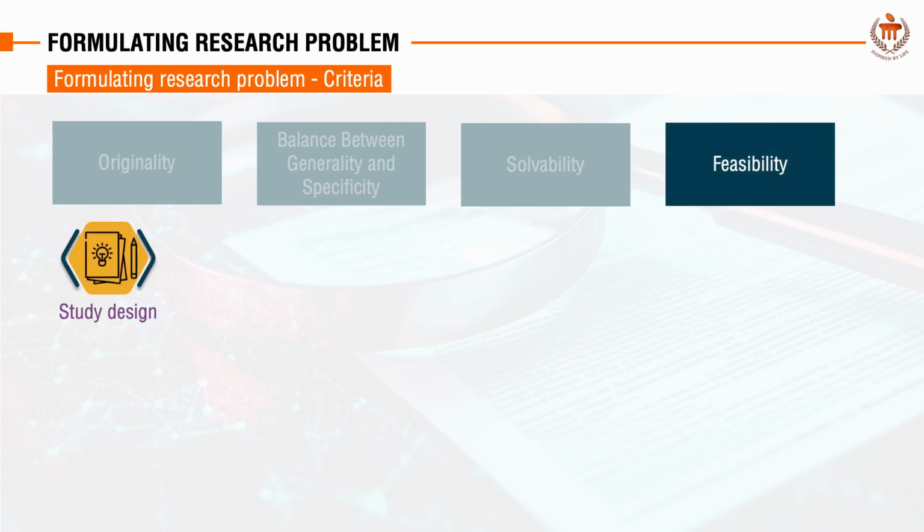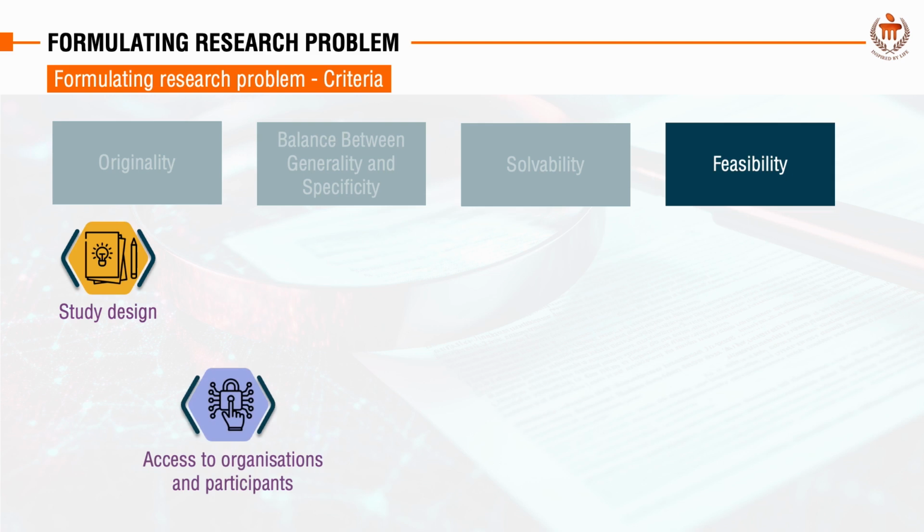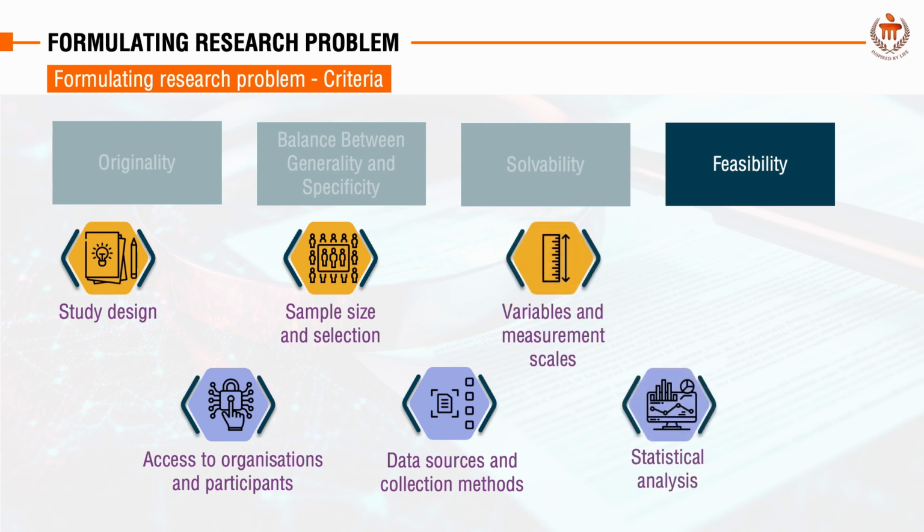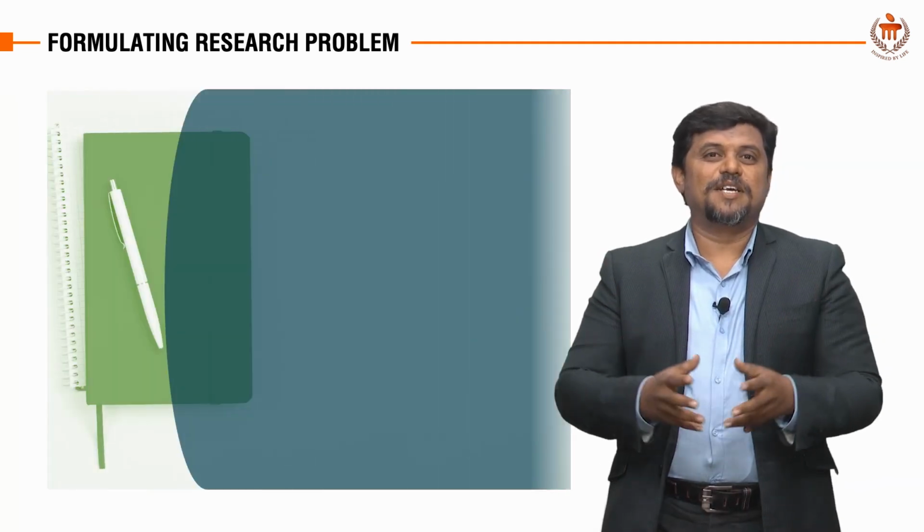Feasibility. The feasibility of researching a problem depends on several factors, including study design, access to organizations and participants, sample size and selection, data sources and collection methods, variables and measurement scales, statistical analysis, time and funding availability. These factors must be thoroughly assessed to ensure the research is both practical and feasible. Crafting a clear and well-defined problem statement is a crucial step in the research process as it establishes the foundation for a successful study. Let us summarize now.